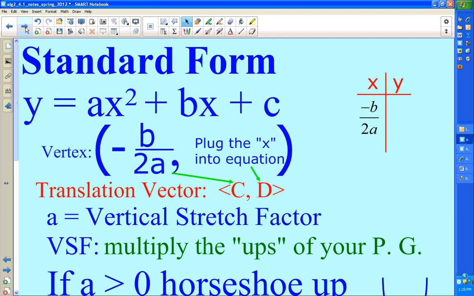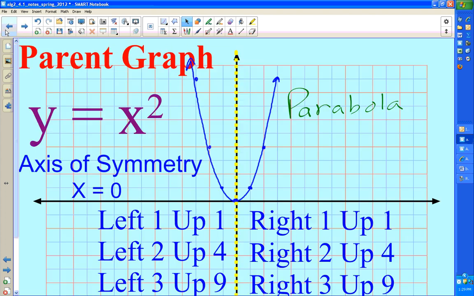Back to the idea of a translation vector, the x-coordinate of your vertex is c, and the y-coordinate of your vertex is d when we identify the translation vector. A is still the vertical stretch factor. Remember, we multiply the ups from your parent graph by whatever your vertical stretch factor is. Remember, here are your ups. Up 1, up 4, up 9. That's what you're going to multiply the vertical stretch factor by.